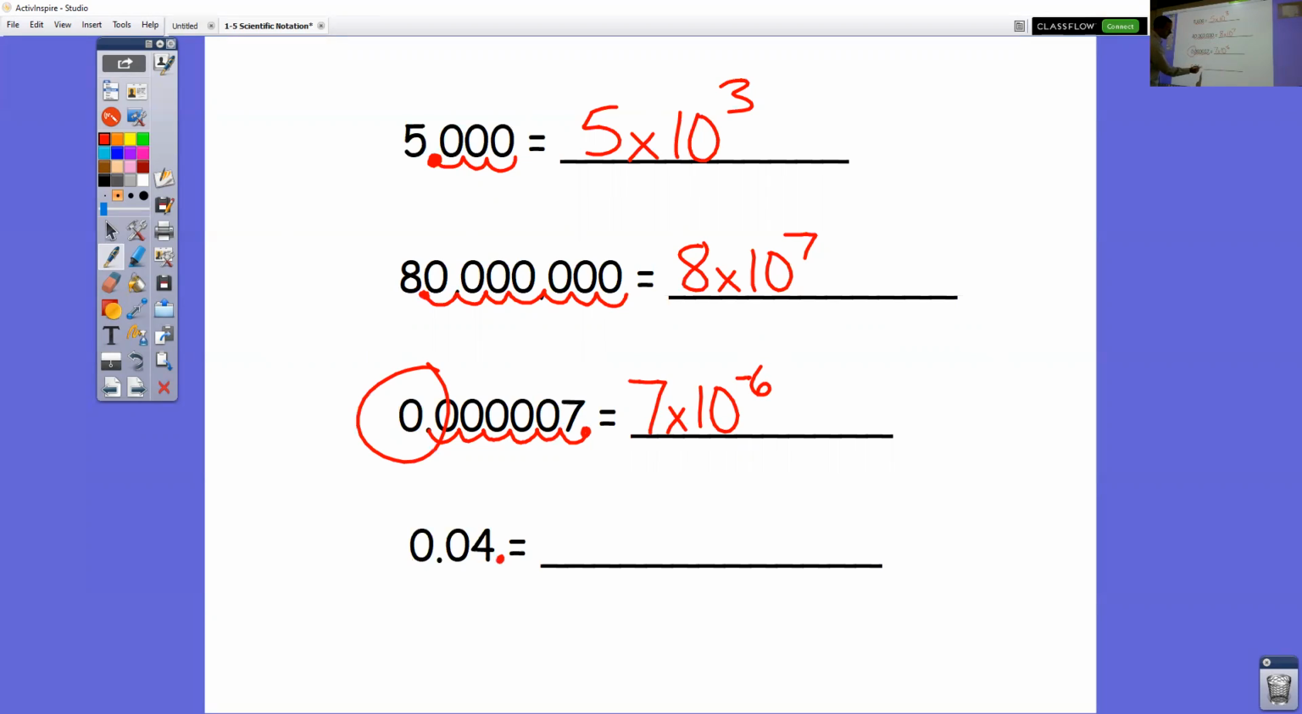0.04. Put a decimal point after the 4. Write that number down in front of the times 10. 1, 2 places, but it's not a 2. It's a -2 because we started off with 0.